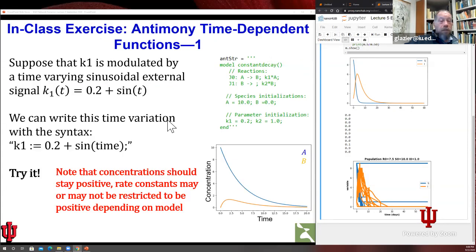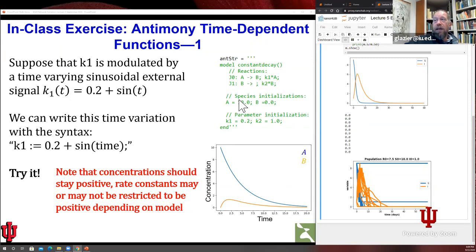And you can do things like delays with events. So you don't have delay equations. You can't say dx by dt equals something at a previous time, but you can say 10 seconds after an event occurs, do something. So you can have delayed events. The other thing that we should be aware of are time-dependent functions.